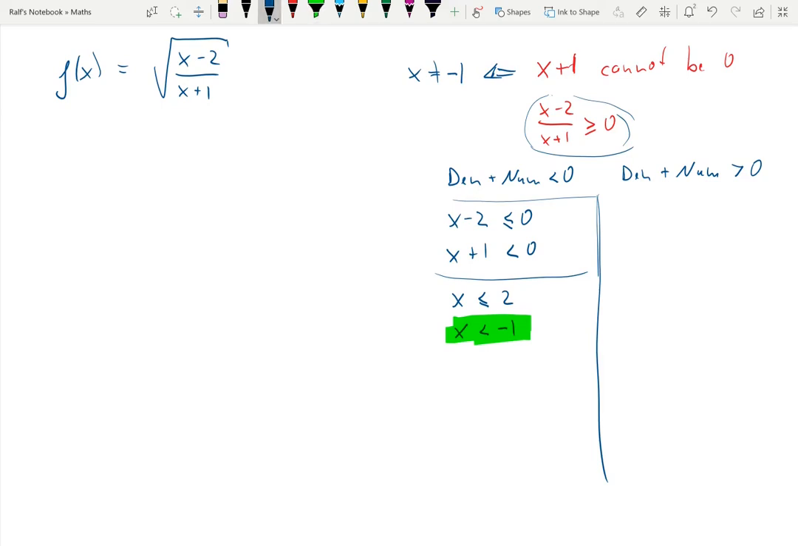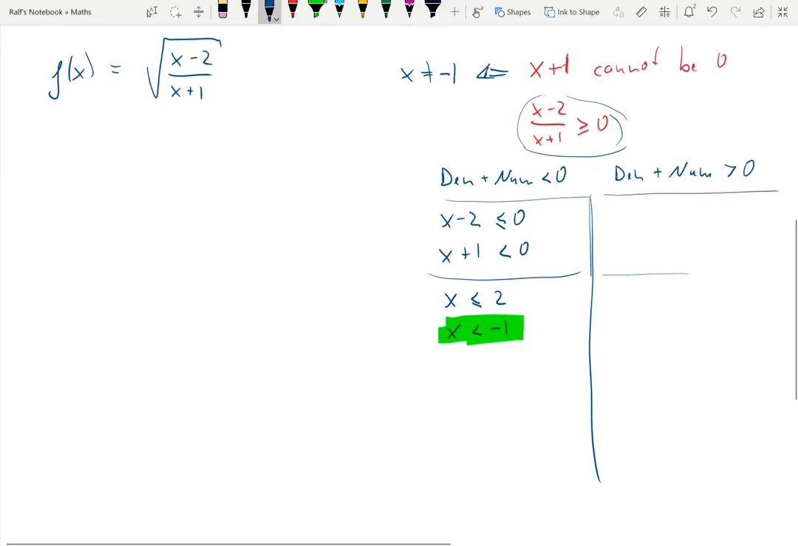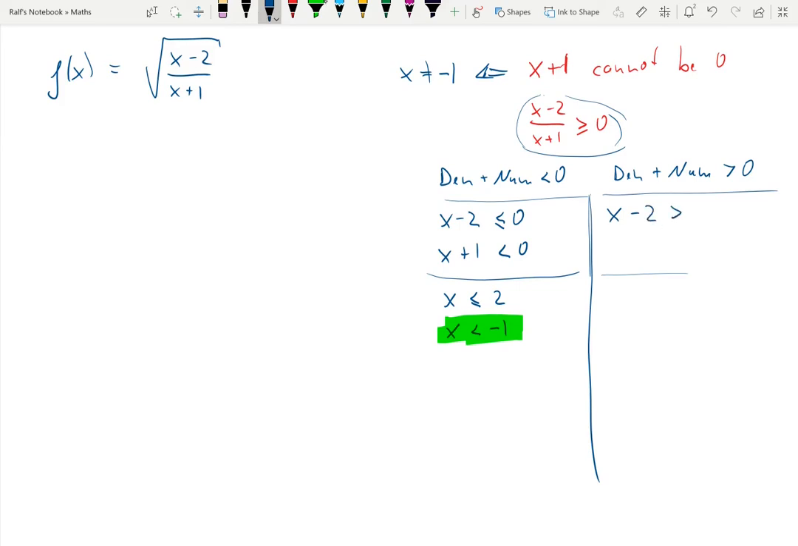So let's go to the other option. Both denominator and numerator are larger than 0. Or, as it turns out, the numerator could also be 0. We'll get to that in a moment. So here's the numerator, x minus 2. This could now be larger or equal to 0. The denominator, x plus 1, would be larger than 0. That cannot be 0. So if both of these conditions are given, then denominator and numerator will have the same sign, and our ratio will be larger than 0.